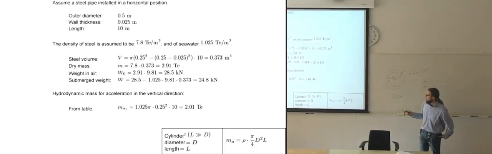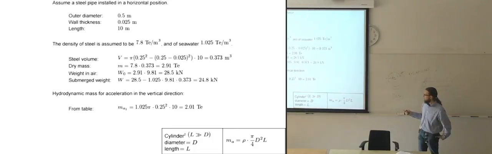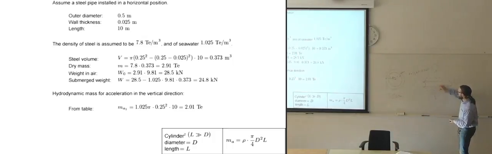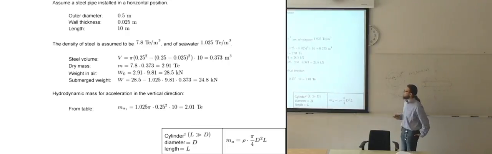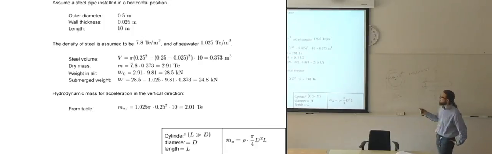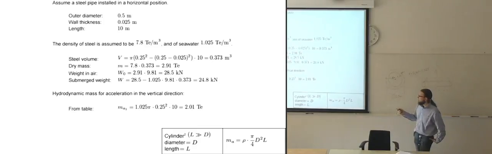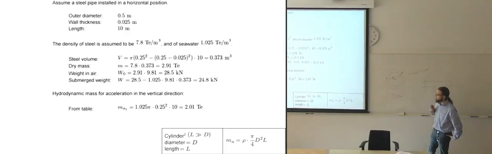And then we can put in the density, which we already know, the density of the water. And we have the diameter squared and the length of it. That's going to give us the combined 2 halves of the cylinder of added mass. And that gives us 2 tons. So the steel itself of the pipe was almost 3 tons, and we have almost 2 tons of added mass from water.